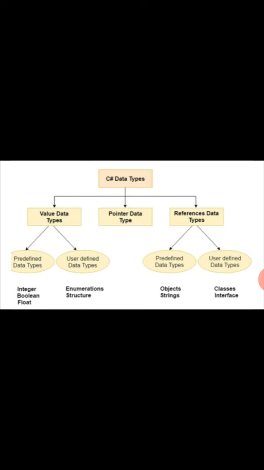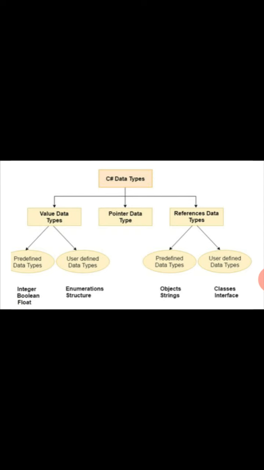Let's see the value data types. Its size is given according to 32-bit operating system. See the data types and their memory size and range. See the first data type, character. Memory size is 1 byte and range is minus 128 to 127.